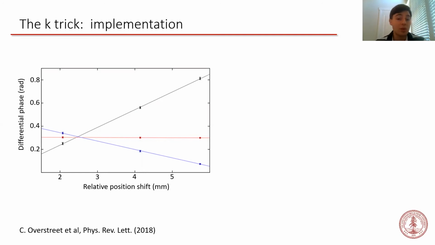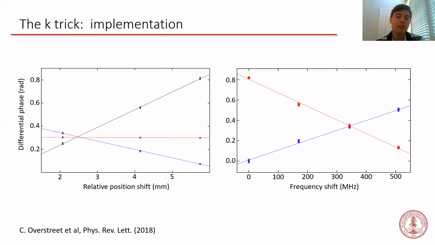The K-trick reduces the slope of the differential phase as a function of position by a factor of 100, which we can see by comparing the slope of the black curve to the slope of the red one. An additional benefit of the K-trick is that it allows us to precisely measure kinematic offsets by varying the frequency shift. This plot shows the differential phase for 2 different position offsets as a function of middle pulse frequency shift.